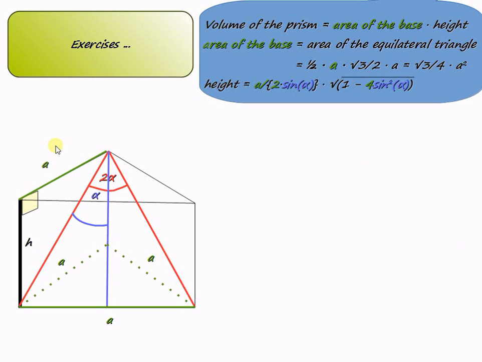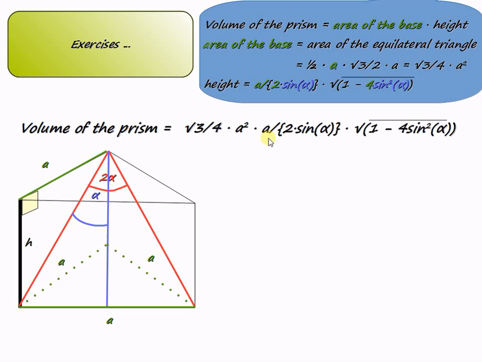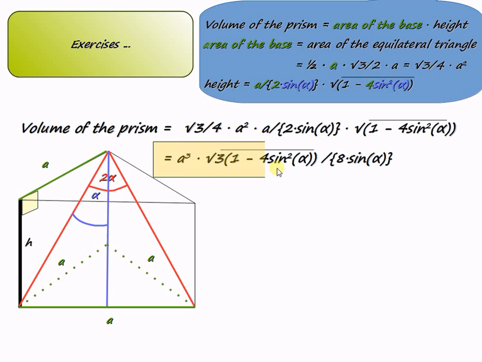So now we are able to calculate the volume of our prism. We know that the formula for the volume of any prism is area of the base times height. In our example, the area of the base is actually the area of the equilateral triangle, equal to square root of 3 over 4 times a squared, times the height, which we've just calculated. So let's rewrite it, and this gives us the final solution to our problem.